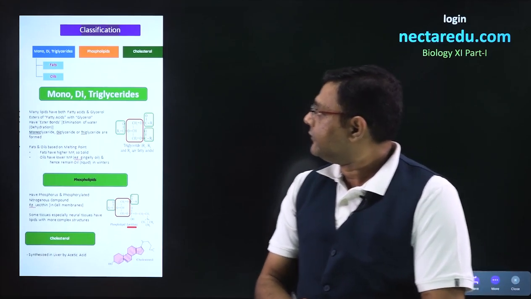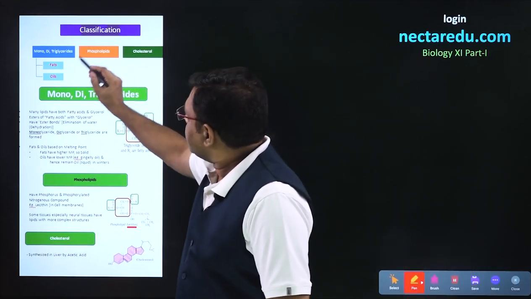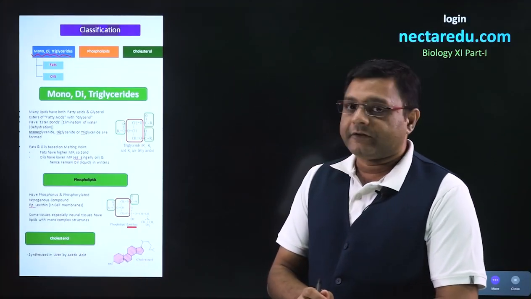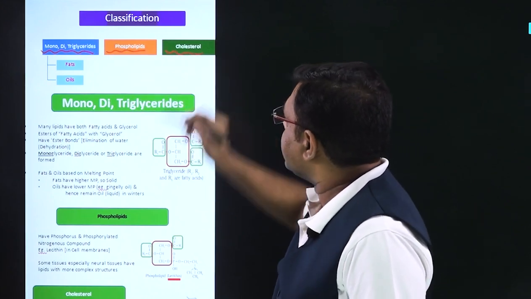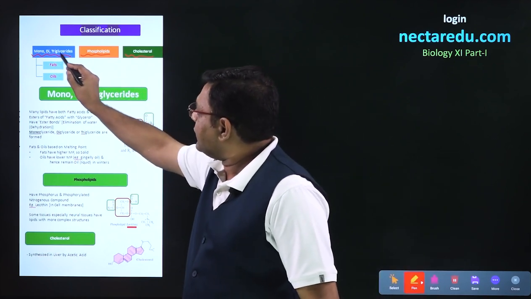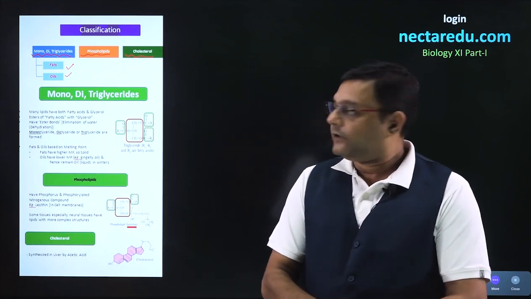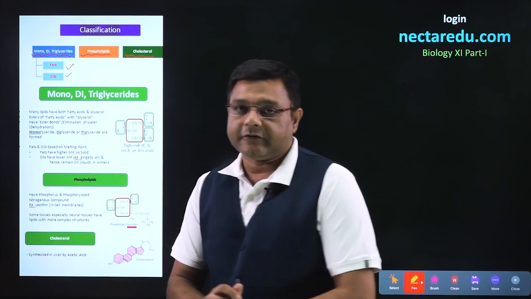In this particular video, we will look into the classification of lipids. The first part is mono, di, and triglyceride. The second part is phospholipid, and the third part is cholesterol. We can divide mono, di, or triglycerides into two parts, that is fats and oil. First, we will look into mono, di, or triglycerides.